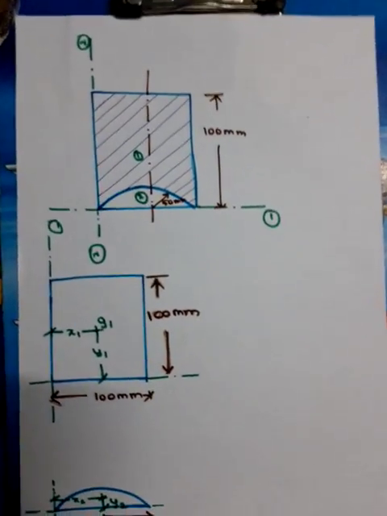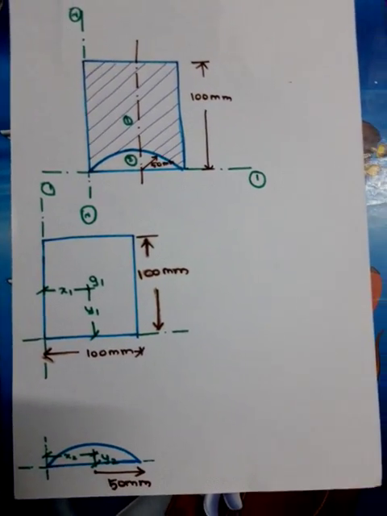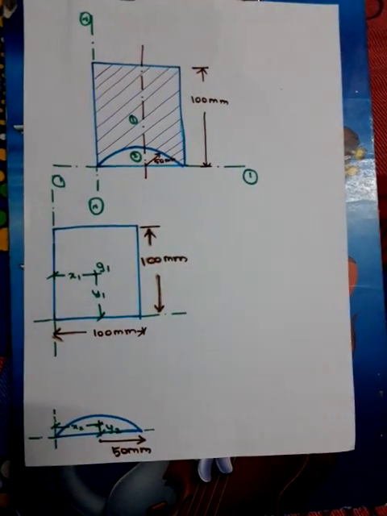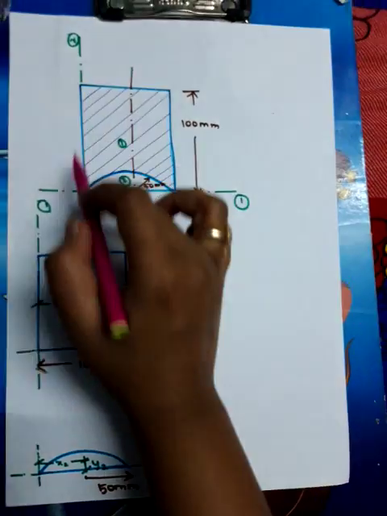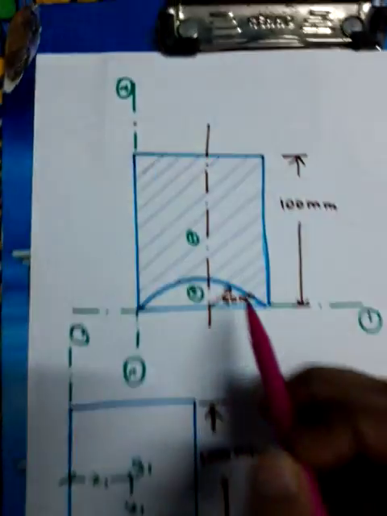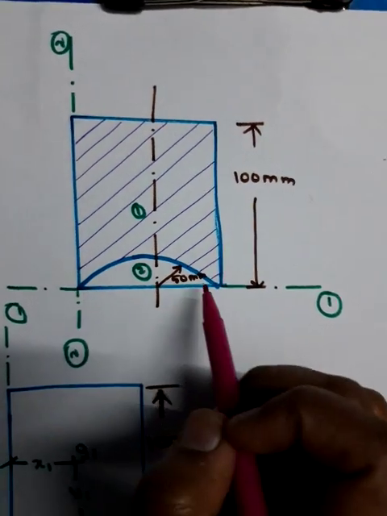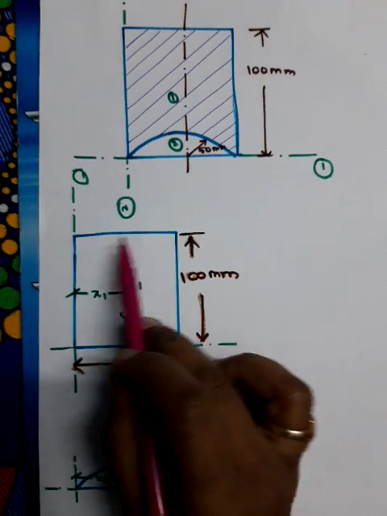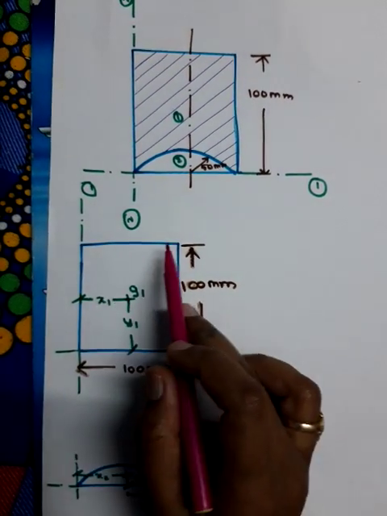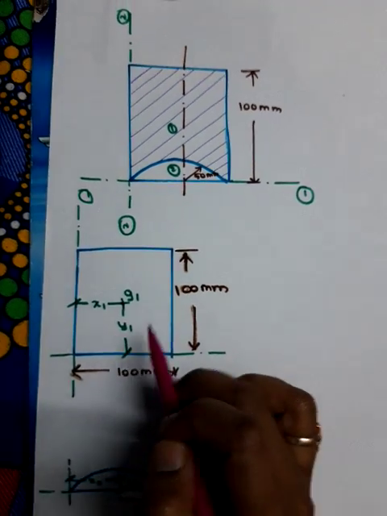Hello. Today we are going to do one more problem on moment of inertia. Here you are supposed to calculate the polar moment of inertia. We'll take this rectangle as the first section and the semicircle as the second section. Based on the drawing, I have divided it into one rectangle and a semicircle.